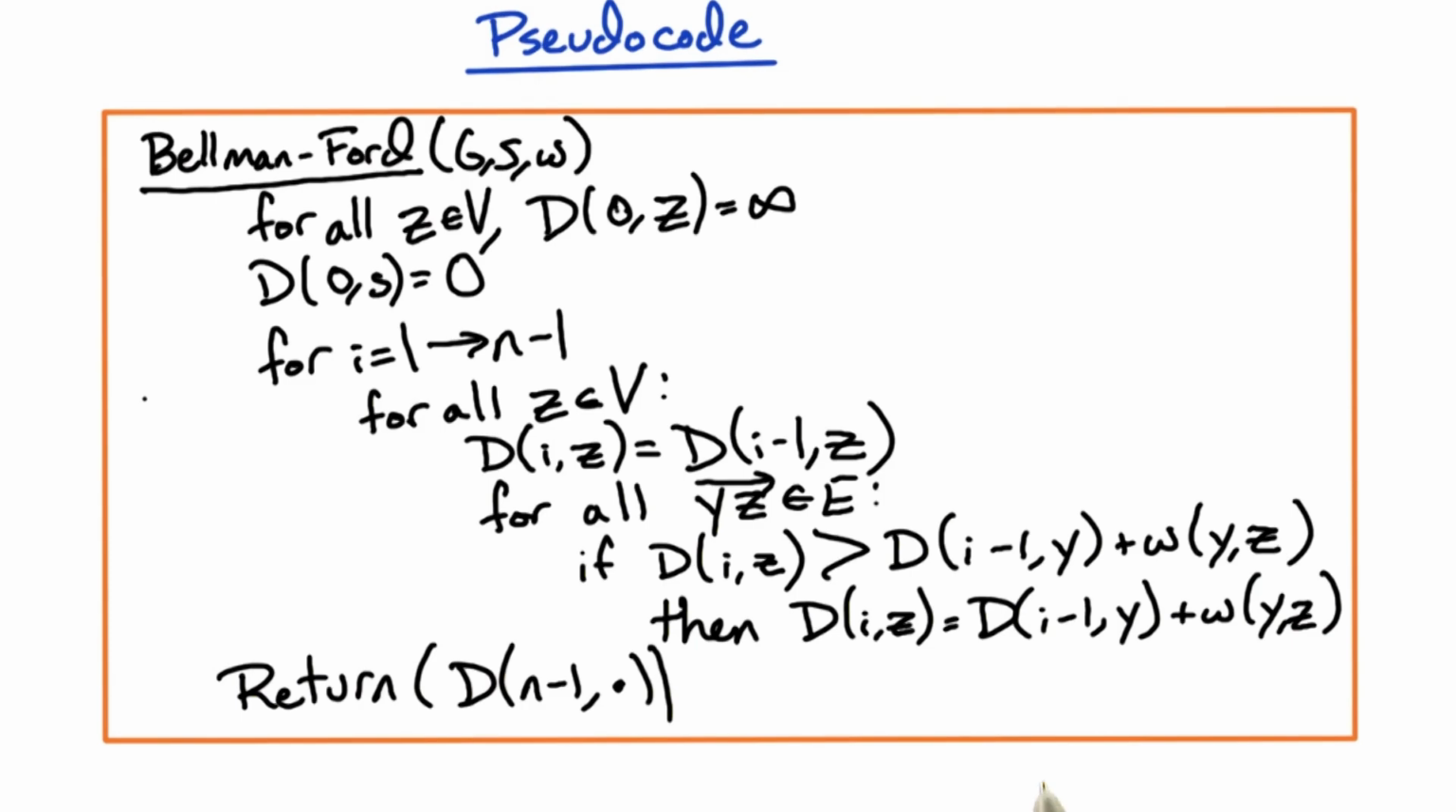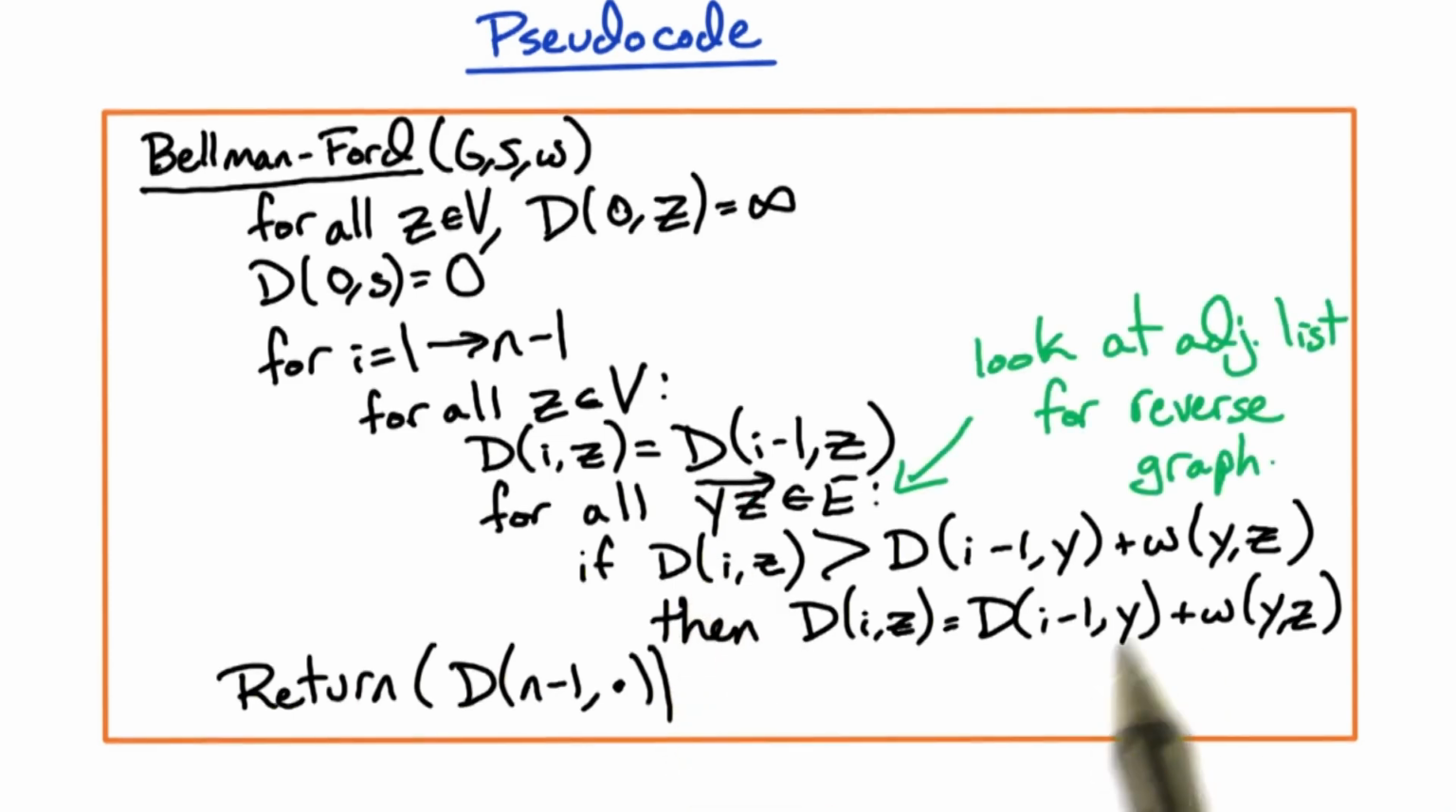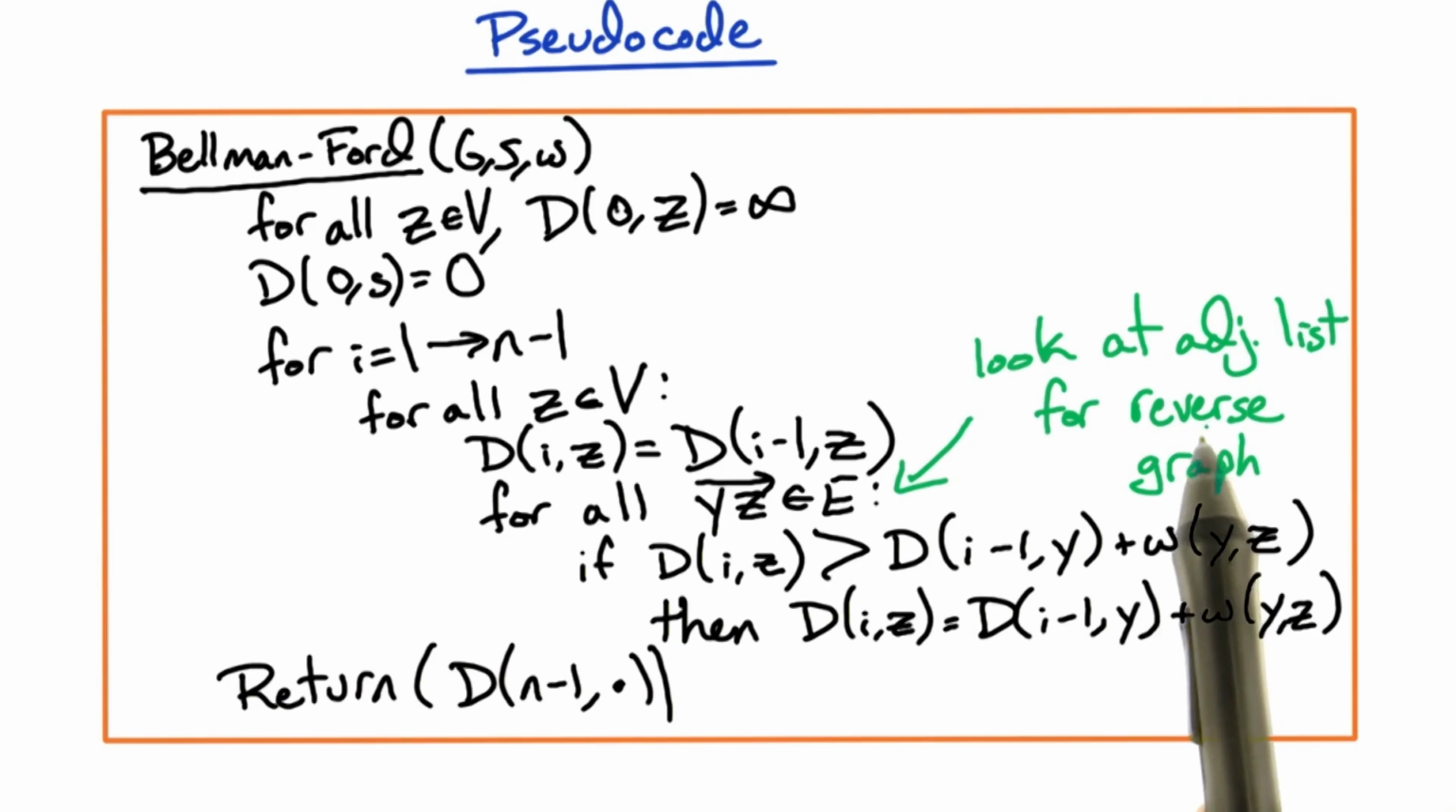Let's take a look at the algorithm a little bit more in detail. There's one slightly non-trivial step. Here we're looking at the edges into z. Normally when we have an adjacency list, we look at the edges out of z. So how do we get the edges into a vertex? What we do is we look at the adjacency list for the reverse graph. So we flip all the edges.